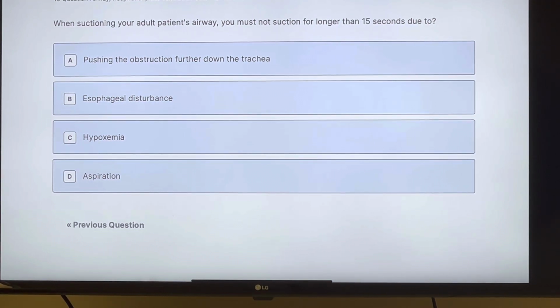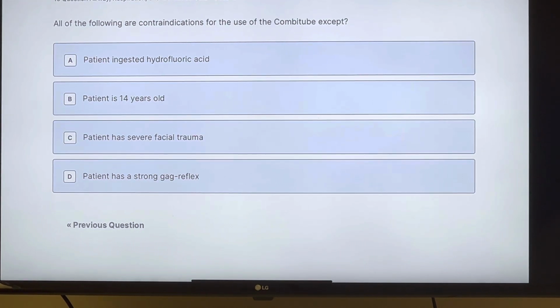Yo, we're gonna give you a 60%. Facts. Are you going with A, B, C, or D? So when suctioning, don't push the obstruction further down the trachea. Hypoxia, aspiration. If you suction for too long, so it's either A or C. Which one you rolling with? 5, 4, 3, 2. You shall see.